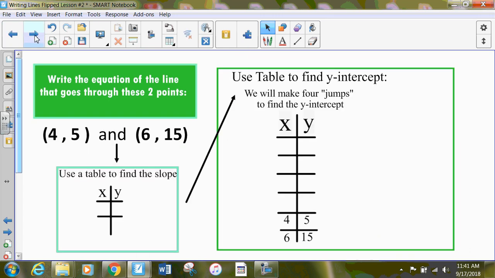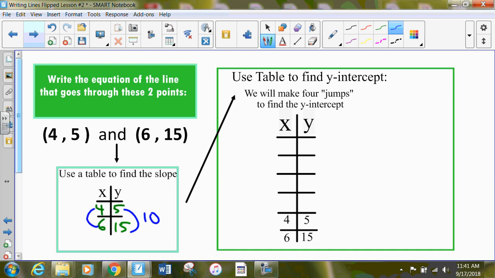All right, let's look at this next one. We've got 2 points, so we're going to use the table to find the slope. We're going to put 4, 5, and 6, 15 in there. Then we're going to do the hoops. 15 minus 5 is 10. 6 minus 4 is 2. And we're going to remember that the slope is rise over run. Rise is the change in y, that's 10. And run is the change in x, that's 2. And if we simplify in our calculator, 10 divided by 2 is 5. So our slope's 5. So right away we know we've got y equals 5x.